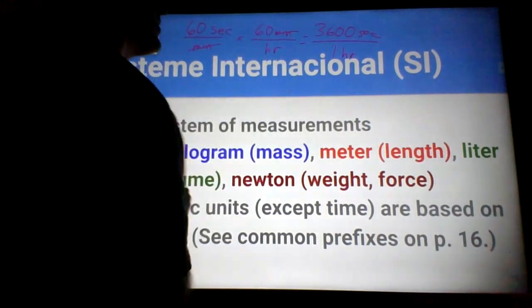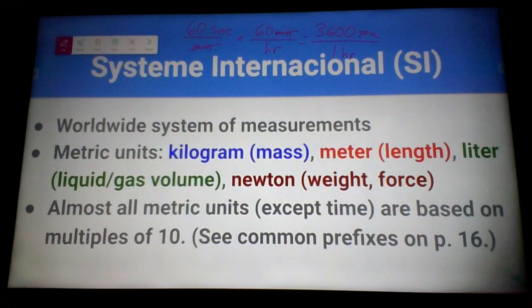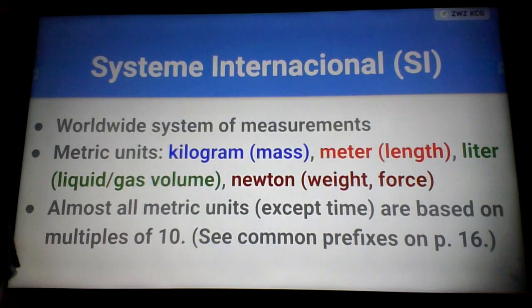60 times 60 is 3,600. This is a number you're probably going to want to memorize if you haven't already. Ready?